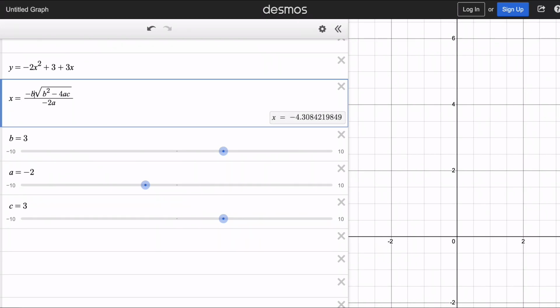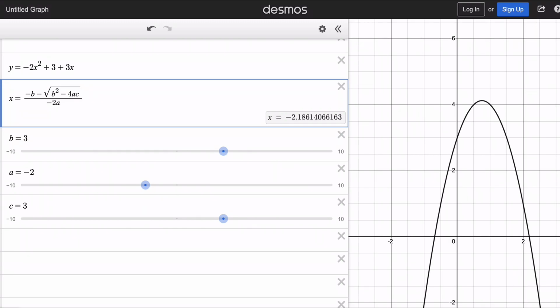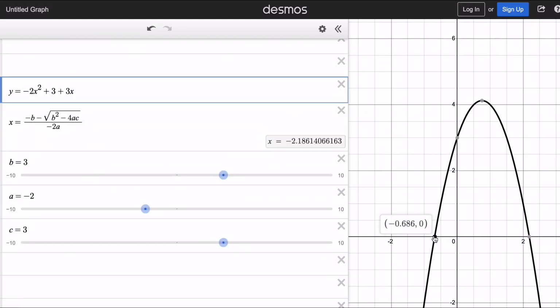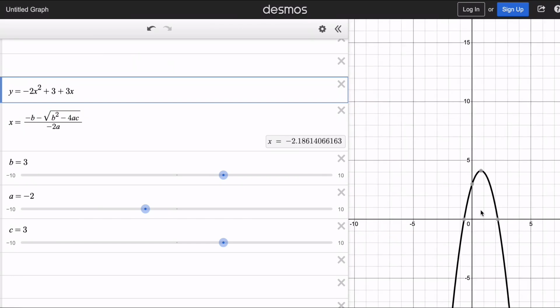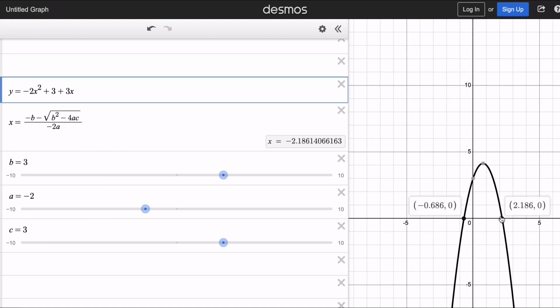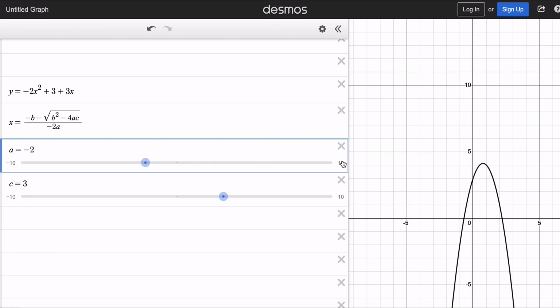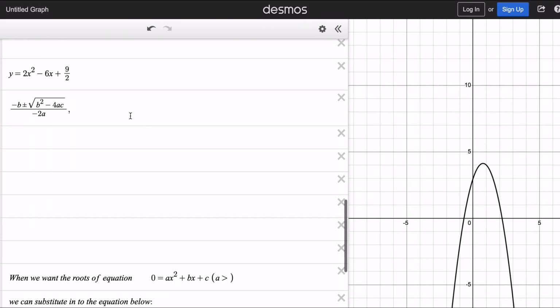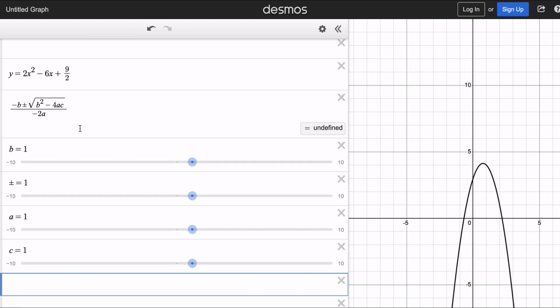Okay, and if it's added, it's 0.686. Then what about minus? Minus is 2.1186. Let's see. The same. See, it's the same. And for the last one, it's still the same. I don't have to say much about it, right?